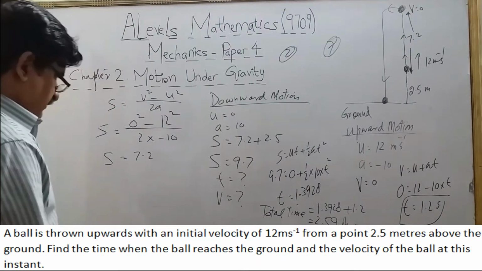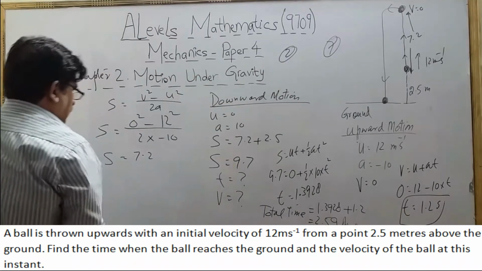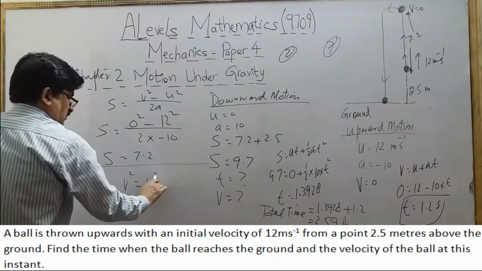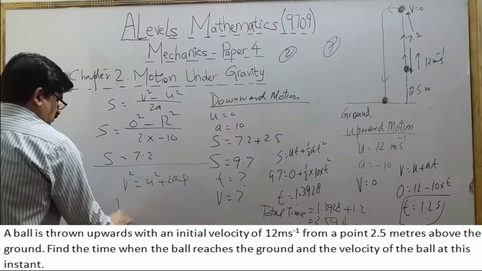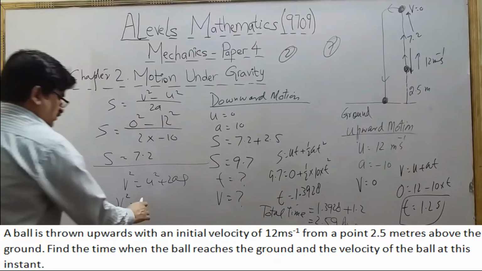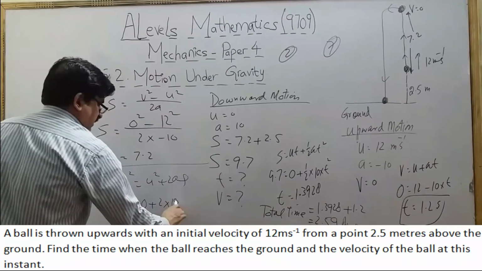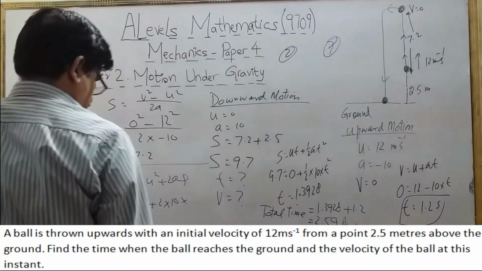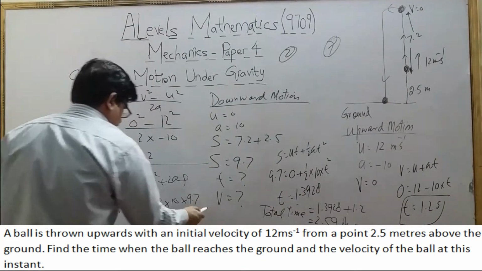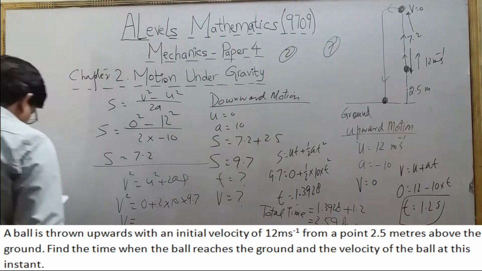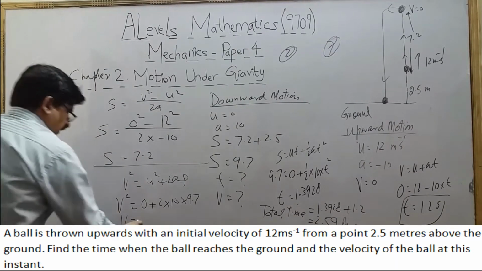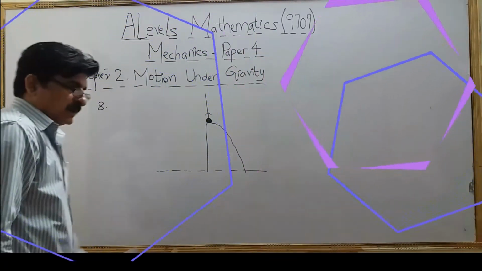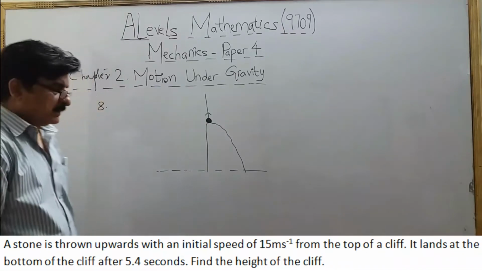Now we have to find the final velocity. Now again, for this part you have v square is equal to u square plus 2as. You need v. Put the value of u is 0, a is 10, and total distance we have already found is 9.7. Taking square root, you will get the value of v to be 13.9. You can check yourself with calculator. Thank you. Next, question number 8.